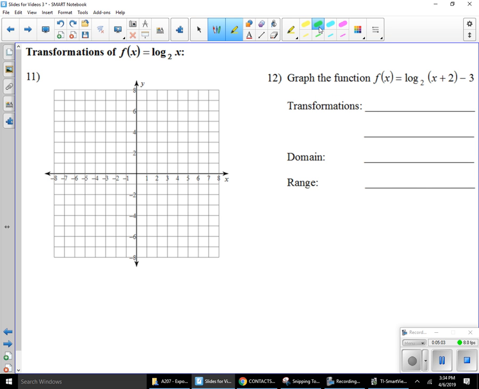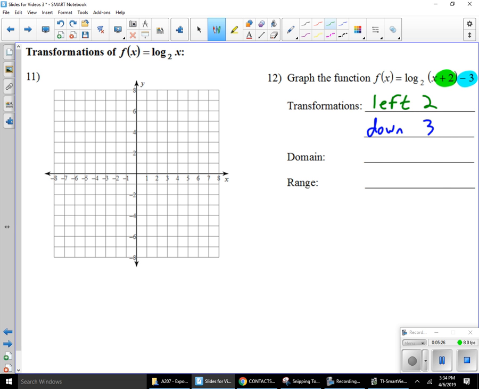So let's look at this one. We've got a +2 on the inside and a -3 on the outside. So that gives us two transformations. The +2 on the inside tells me this thing will shift to the left 2. The -3 on the outside tells me that this thing will shift down 3.